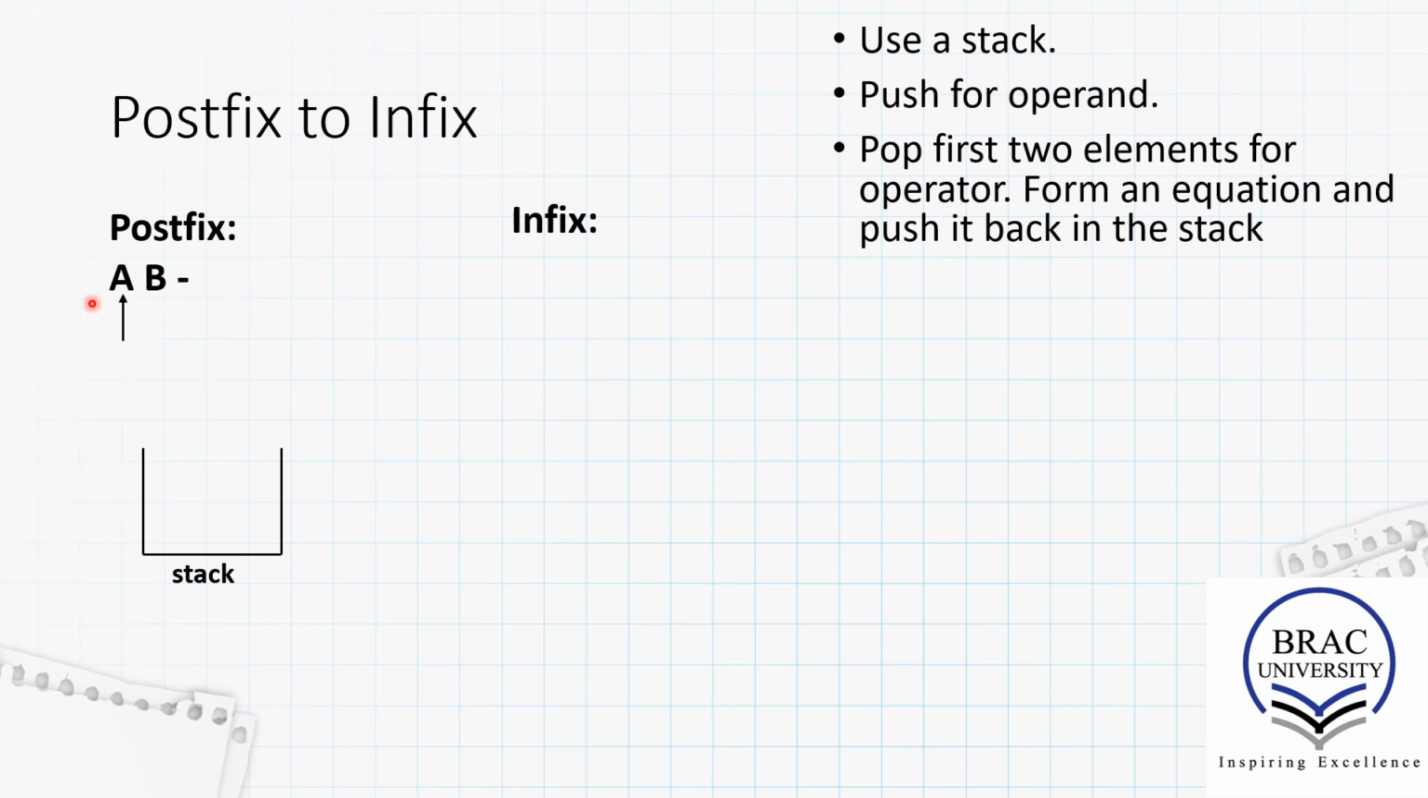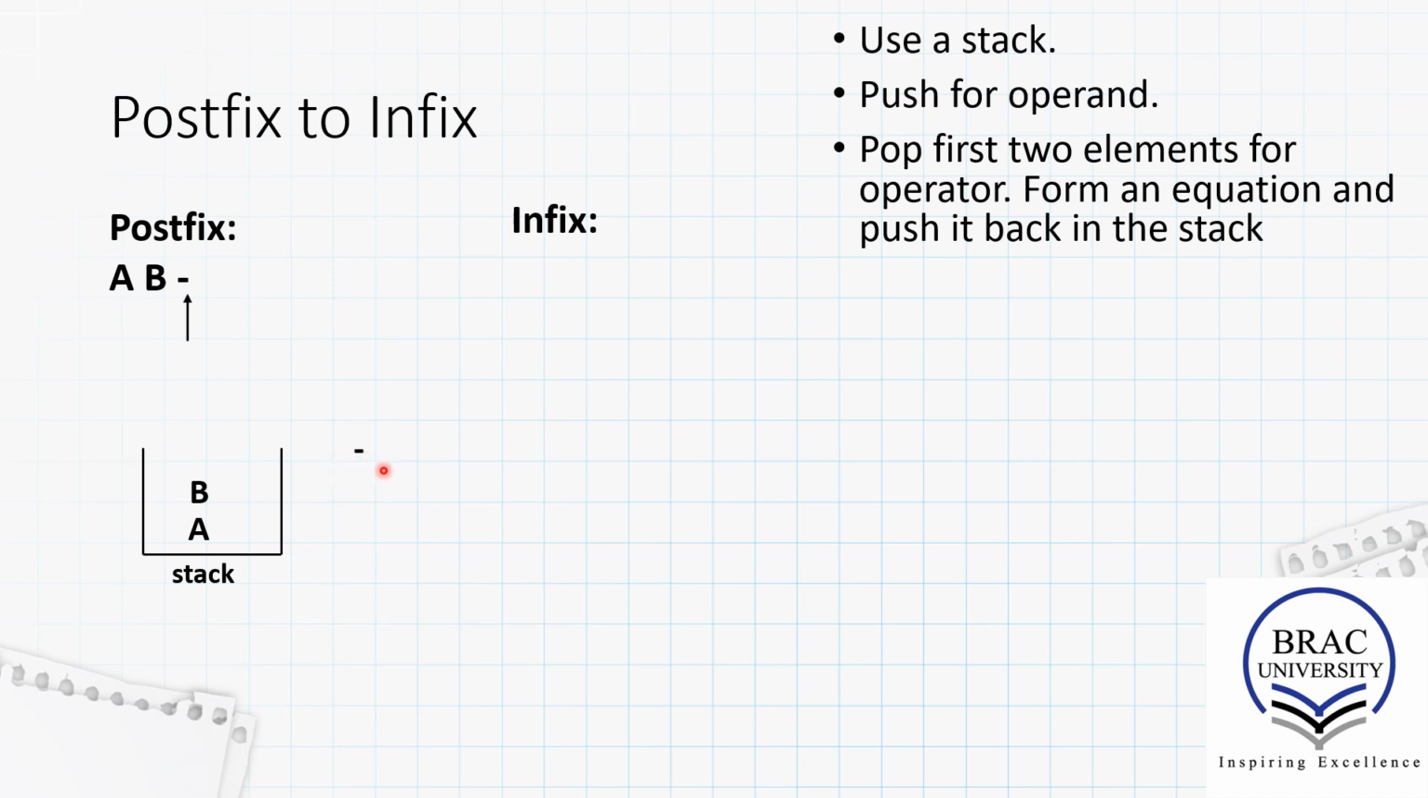So the rule is I will parse through my postfix expression, and when I see an operand, I will push it inside the stack. So a is an operand, it will be pushed inside the stack. Then I have b, this is an operand, so I will push it inside the stack. And now I have an operator, that is the minus sign.